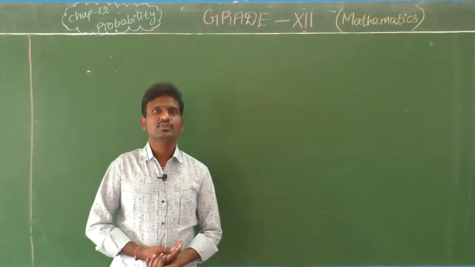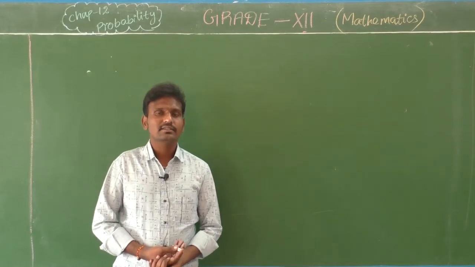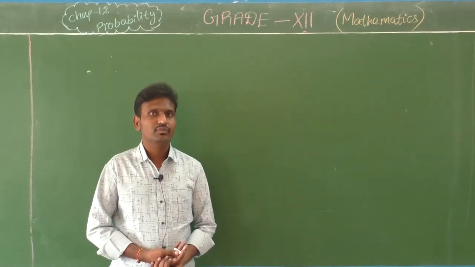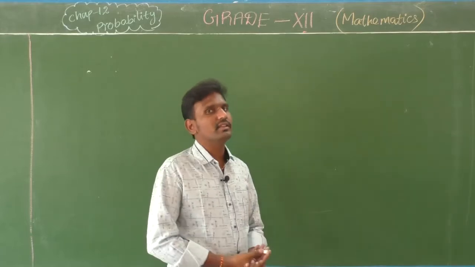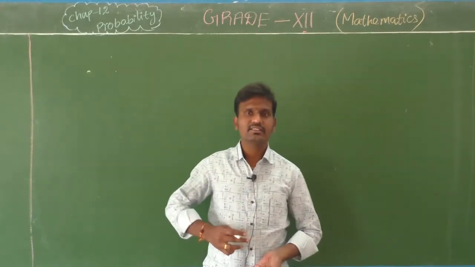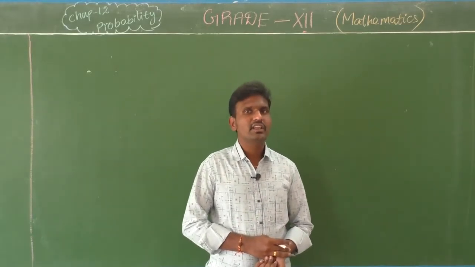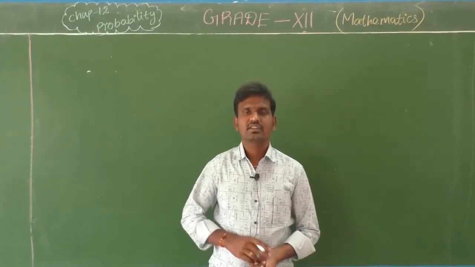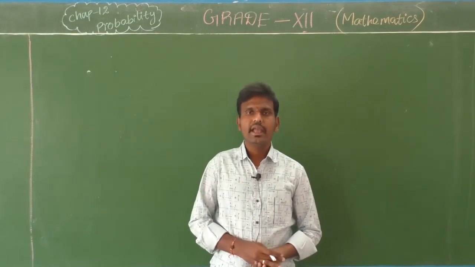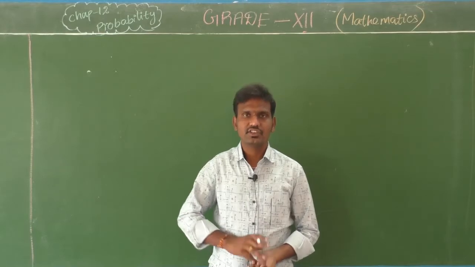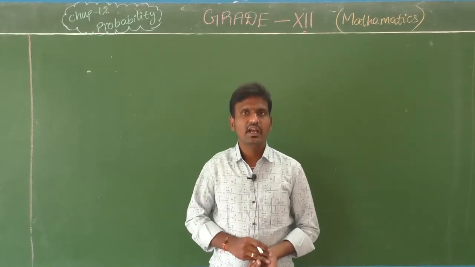So this is the class for the new chapter, chapter number 12, probability. Yes, so we have almost completed all the chapters in our 12th syllabus. Okay, so we have only two chapters remaining. The last chapter is probability and the first chapter is relations and functions. So only these two chapters are pending.